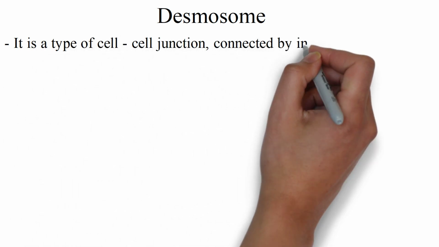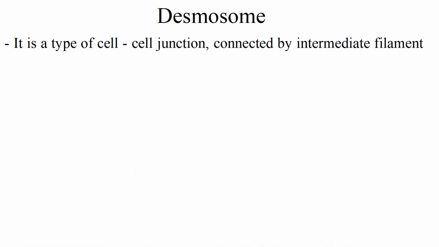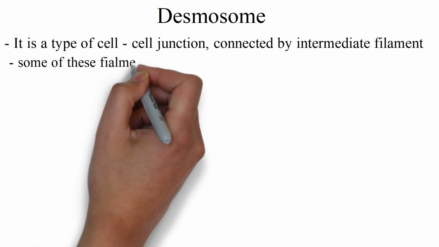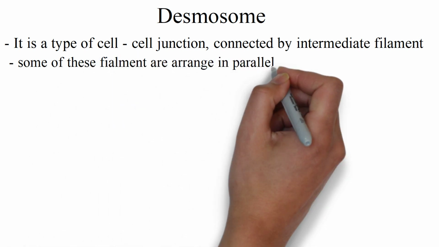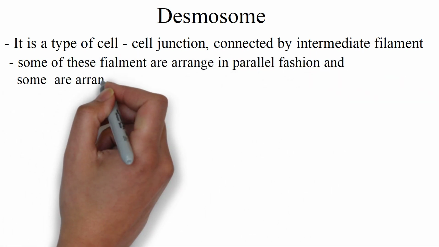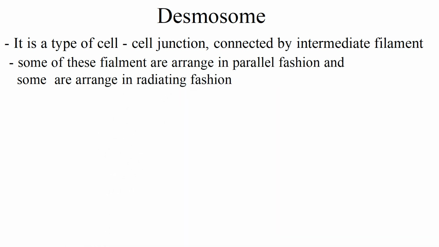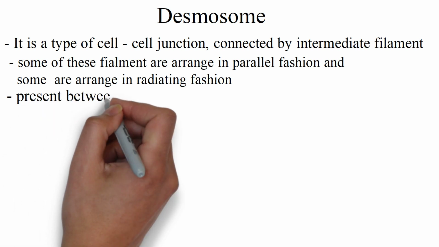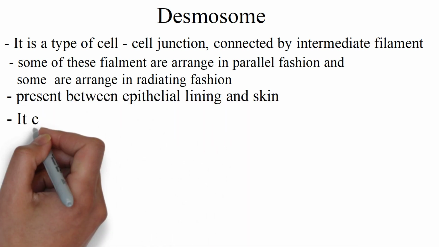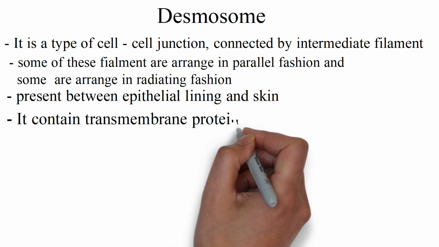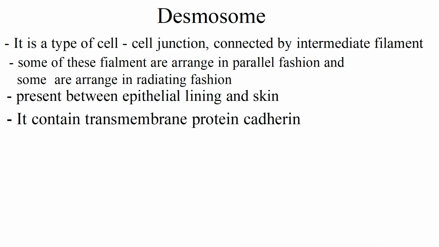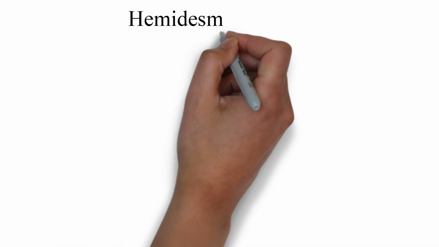In this condition, our first junction is desmosome. It is a type of cell-to-cell junction, and the filament here is intermediate filament. Filaments are arranged in parallel fashion or in radiating fashion. It is present between epithelial lining and skin. It contains a transmembrane protein called cadherins, which is the same protein which we see in adherent junction, where the filament was actin filament. Now our second type of junction with intermediate filament is hemidesmosomes.